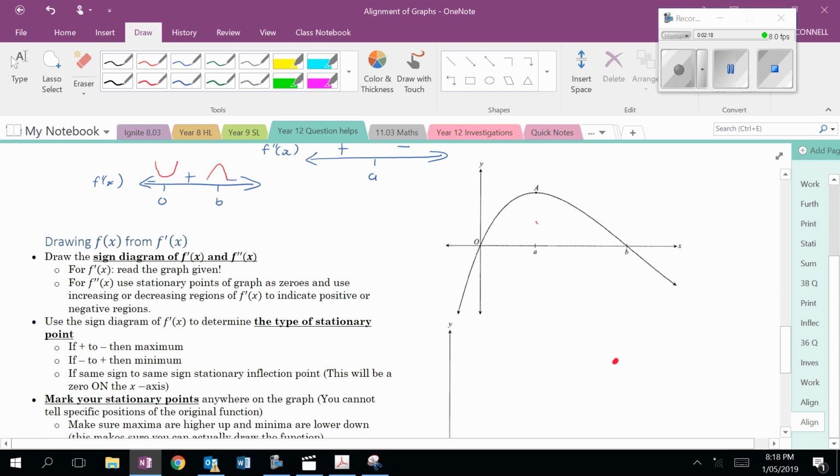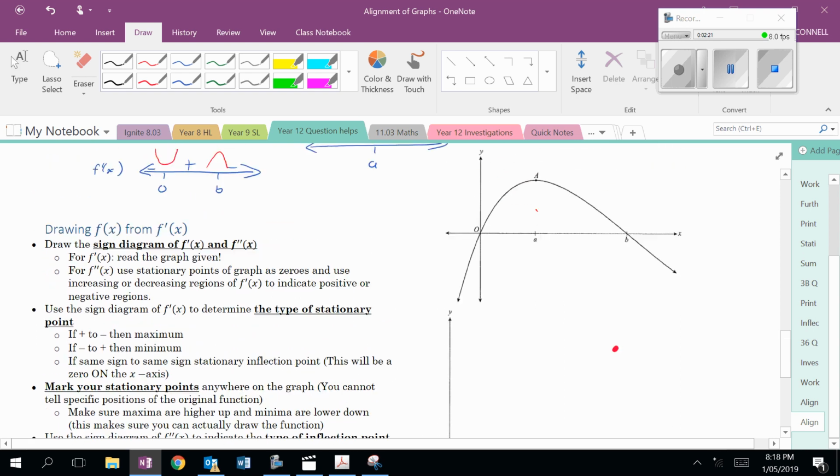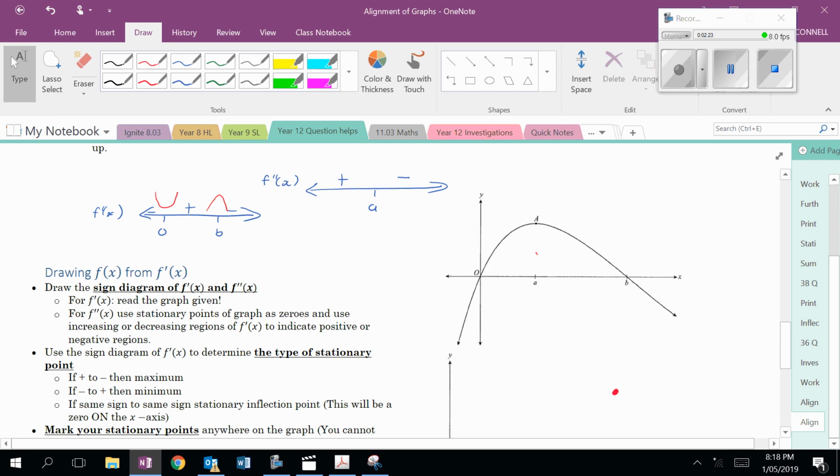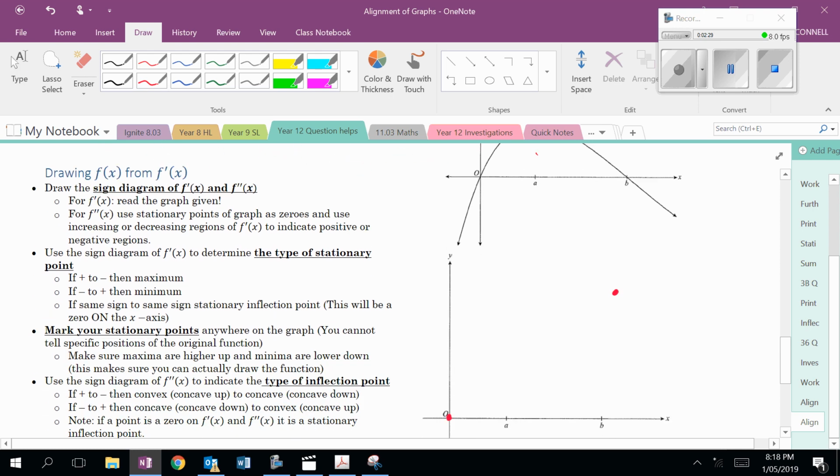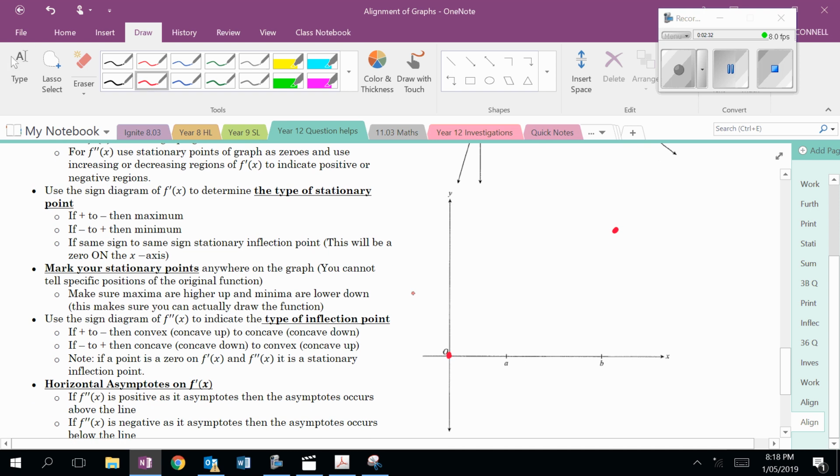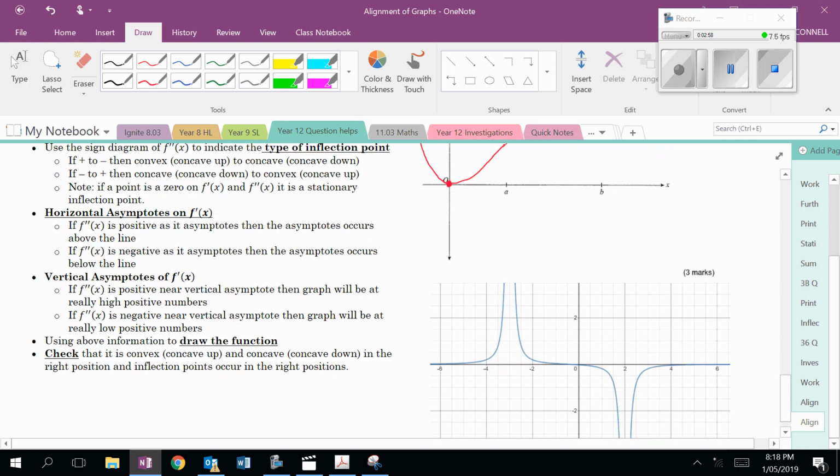Now, also, what else do we know? Well, the sign diagram of f double dash of x tells us the kind of curve we've got. So it's going to change curvature at a, and it's going from convex to concave, which is kind of what we expect. So we've got a minimum here. So it's going to be convex all the way to a, and then it's going to be concave all the way from a to b, where it occurs at a maximum, and then it's going to come down like that. And that is your full curve, and that's the original function. So your sign diagrams of f dash and f double dash are going to be very important.